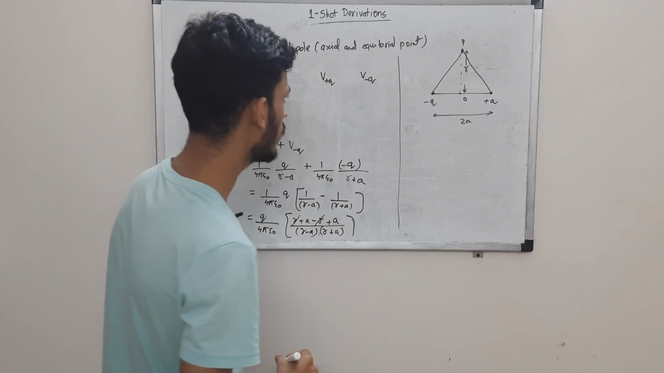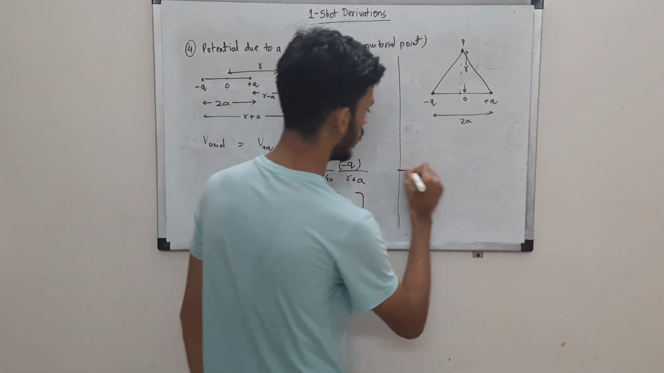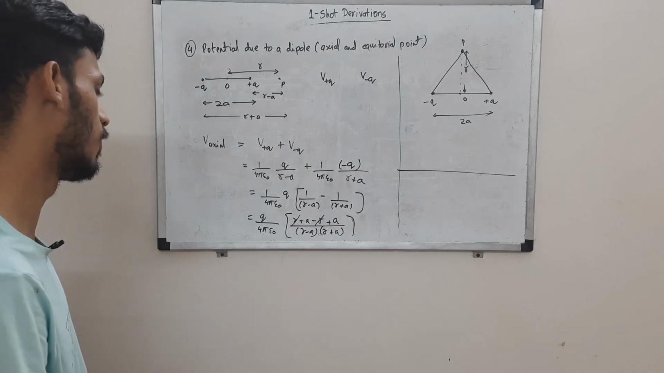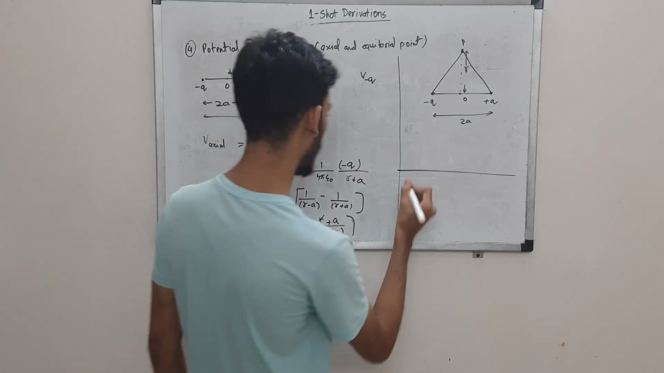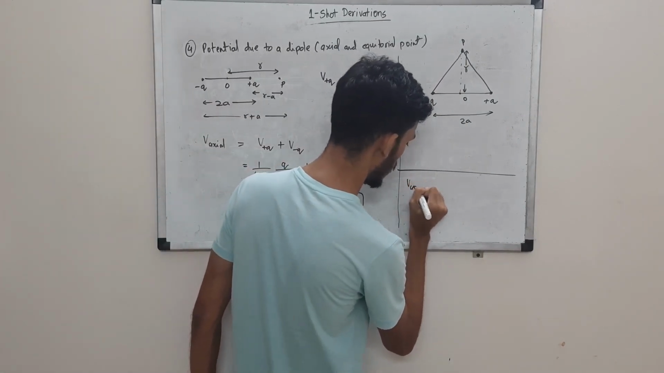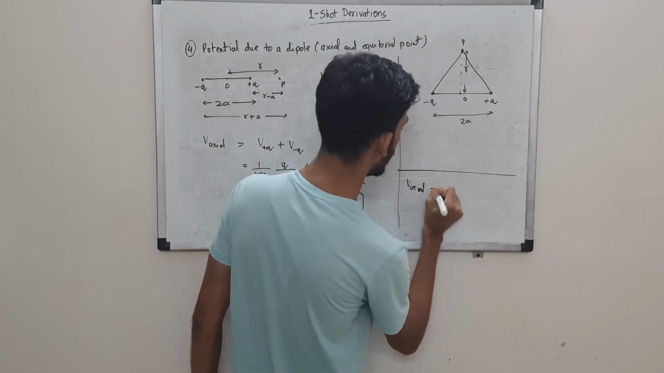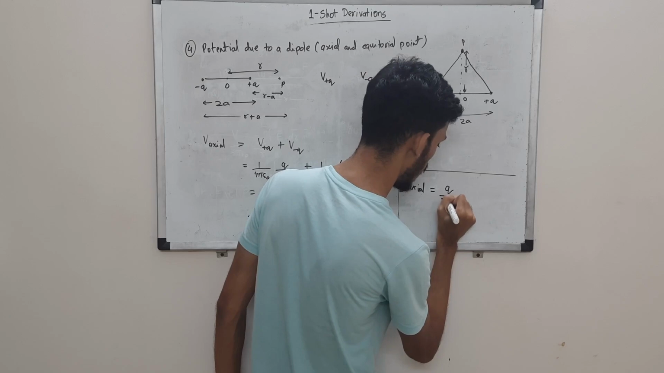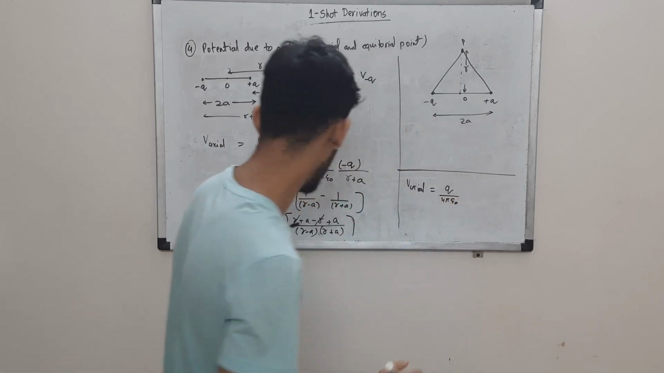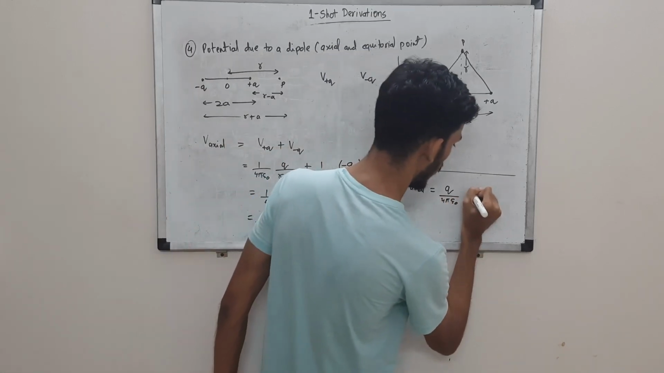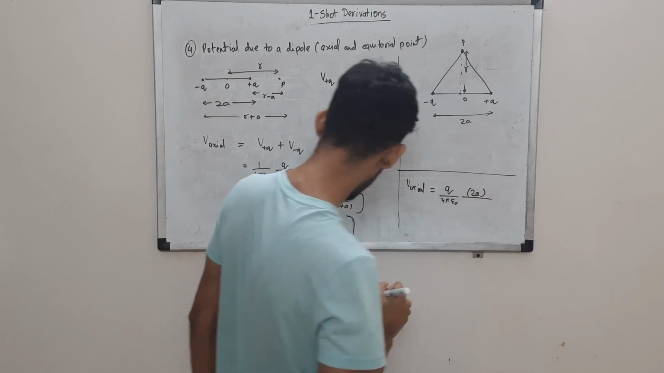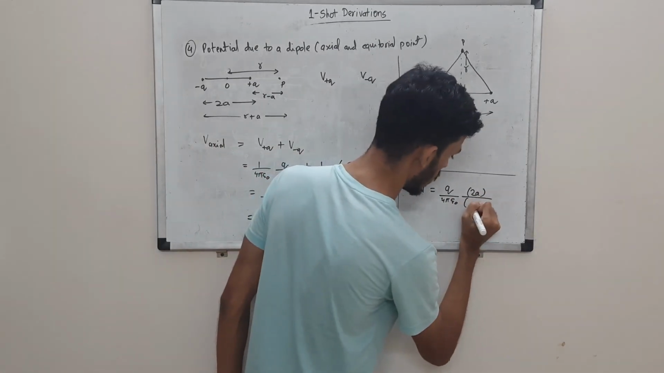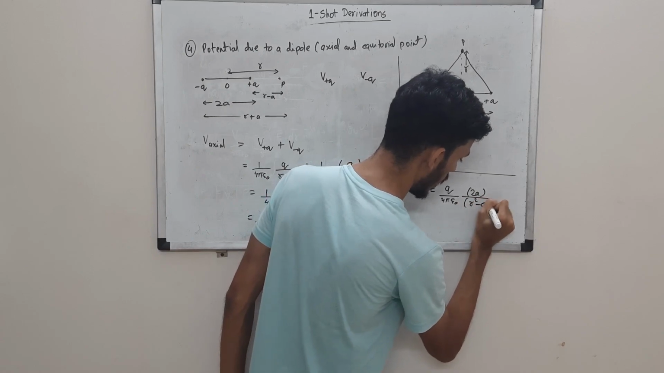Okay, so I might do that here because for the equatorial one we won't need much space. So here we'll be getting the potential at the axial point, which is q upon 4 pi epsilon naught. This is 2a, right? A plus a is 2a, upon this is a plus b, a minus b, so that is a square minus b square, or r square minus a square.